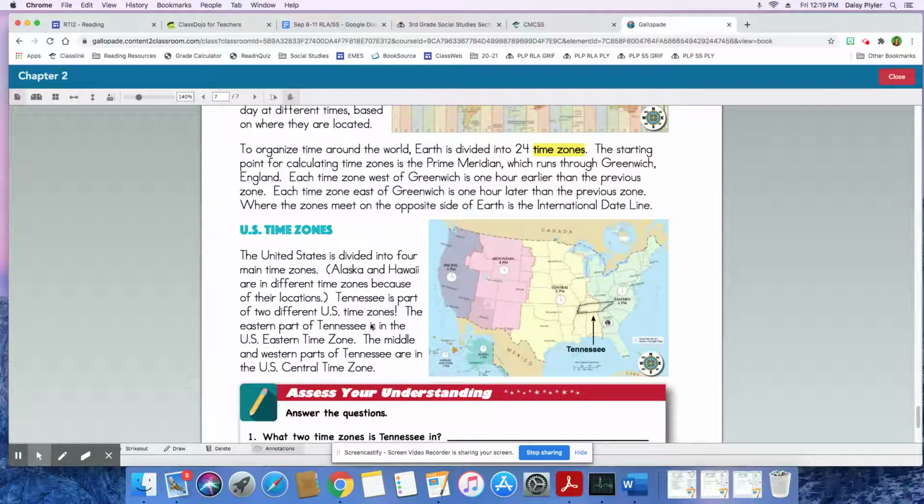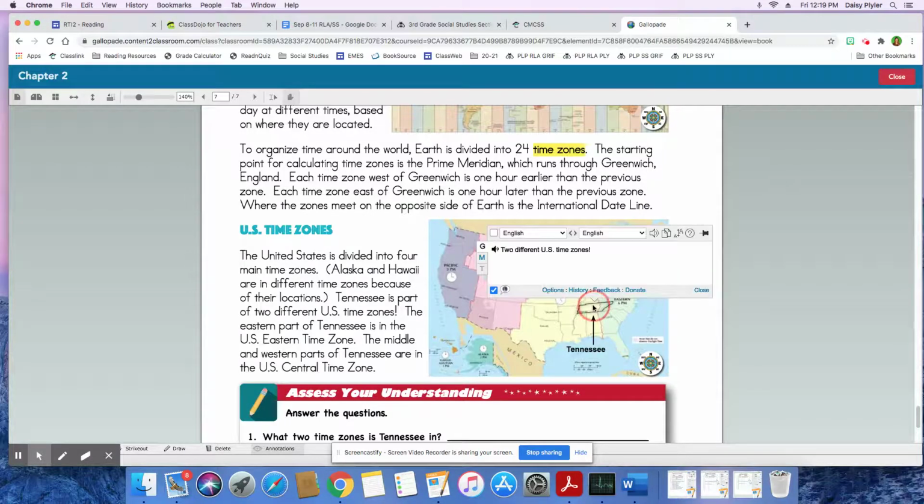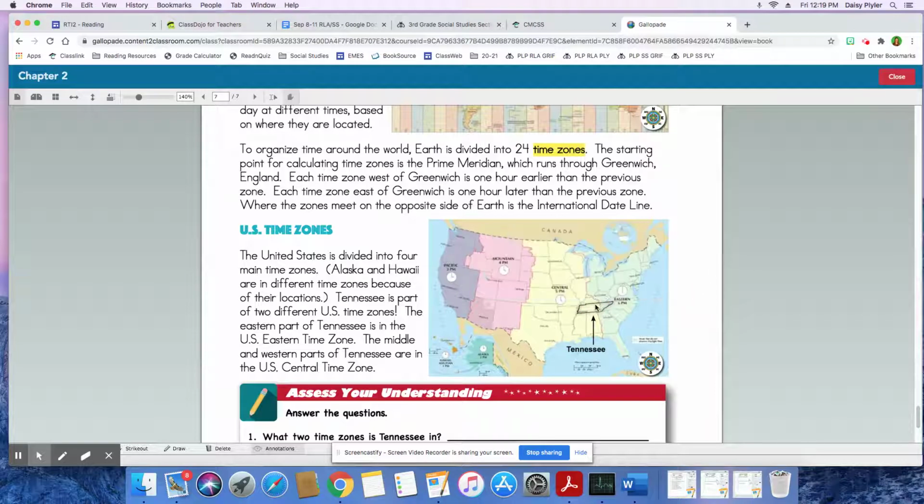The eastern part of Tennessee is in the U.S. Eastern time zone. That's where we are. We're about right here. So we're in the middle and western parts of Tennessee. We're in the middle part, so we are in the central time zone, right about here. If you go over here, the time will jump an hour, and you'll be in a different time zone.